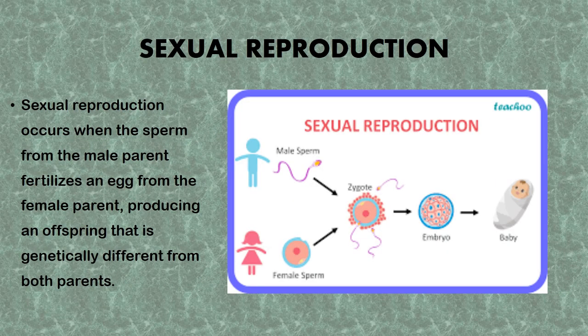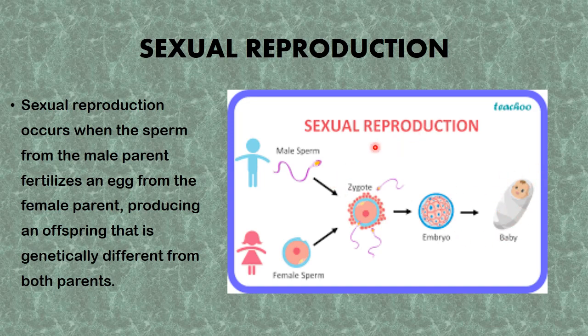Now, moving on to sexual reproduction. Sexual reproduction occurs when the sperm from the male parent fertilizes an egg from the female parent, producing an offspring that is genetically different from both parents. As you can see in the diagram, describing sexual reproduction in human beings, the male produces the sperm cell while the female produces the egg cell. The sperm and the egg fuse together to form what we call the zygote, and that zygote grows to the baby that we now have.